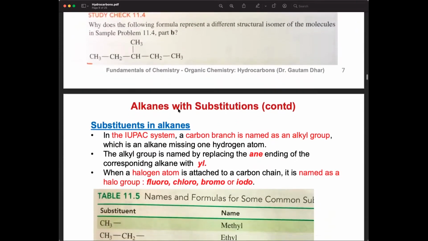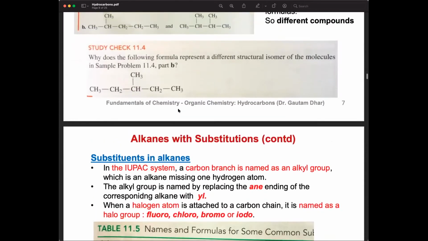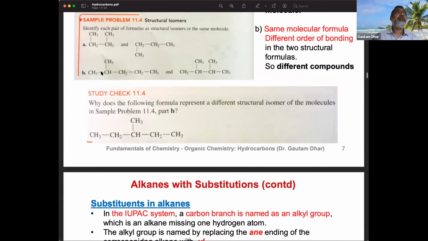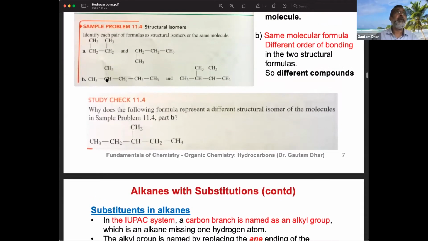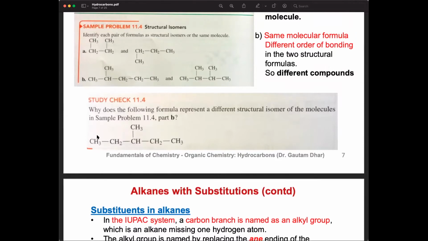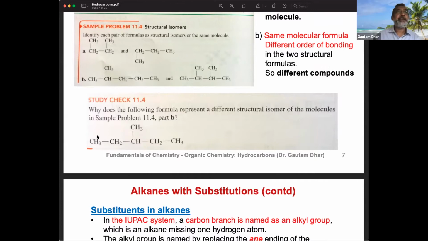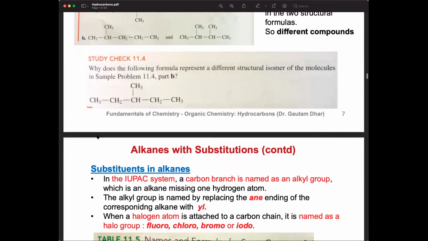Professor, but it's still butane? So this is not butane because this will be 1, 2, 3, 4, 5, 6 carbon atoms. So this is going to be hexane. They are all hexanes, but we'll see in the nomenclature that we can give them three different names.